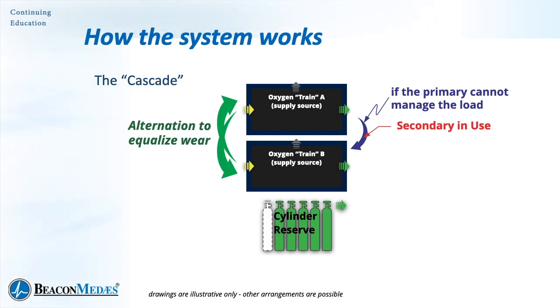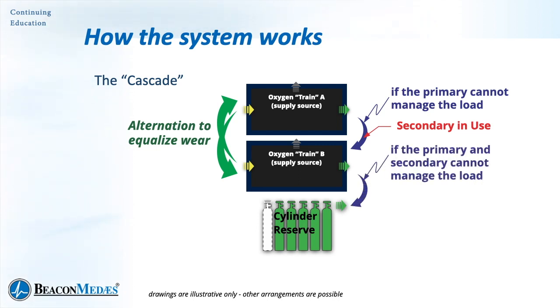It could be a secondary in use alarm, it could be a change of source alarm, different names are given to it, but the idea is we're going to automatically switch from the primary to the secondary, and we're going to get an alarm that tells us that's happened. If for any reason the primary and the secondary cannot manage the load, again, the most common problem you might expect to see would be a power issue. In that case, we want to drop onto those cylinders, draw from those cylinders, and get an alarm that says the reserve is in use.